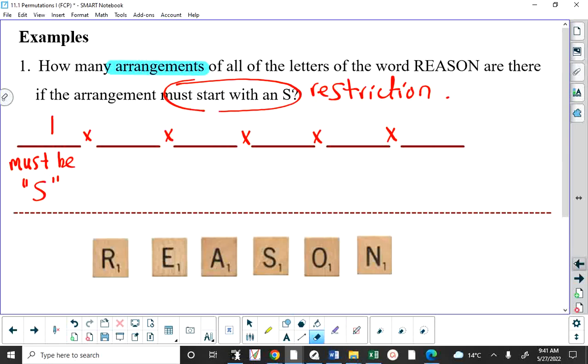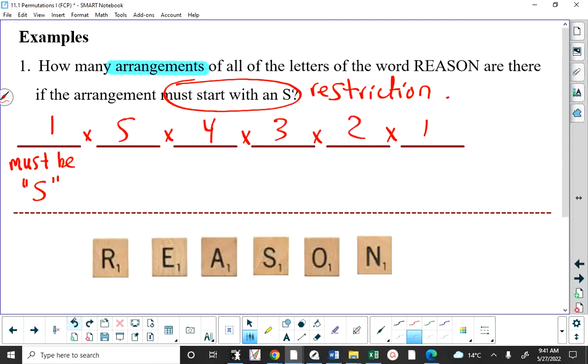If I said, how many can I put here? 5. How many can I put here? 4. I want to be careful. It's not that I can put 4 there. That's not what I mean. How many do I have to choose 1 from to put there? And, you know, I could put the 3 here and the 2 there and the 1 there. I don't like that. I like going left to right.